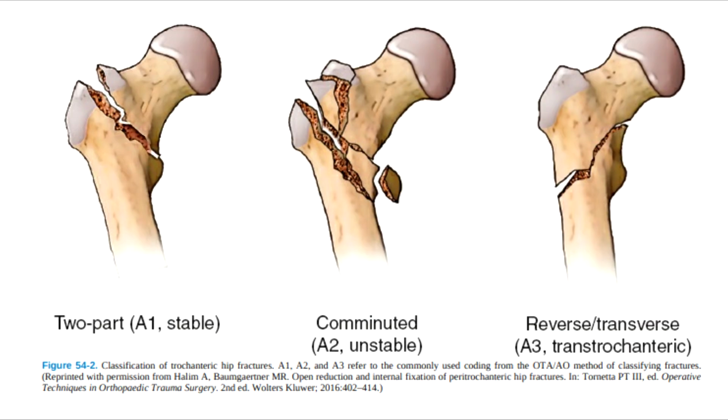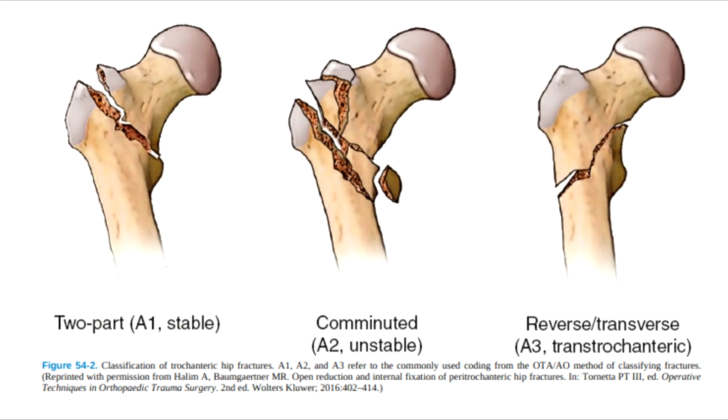Type A1 is the simplest. It is a two-part fracture with an intact lateral wall. Because of this preservation, it is considered stable. Look carefully at the drawing. You see just one fracture line with two large fragments. Clinically, these fractures are relatively easy to fix, with lower risk of collapse. For exams, remember the phrase, A1 with intact lateral wall is stable.